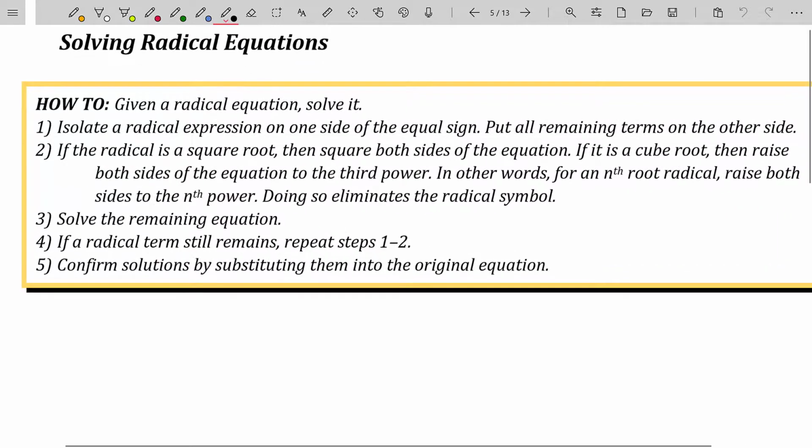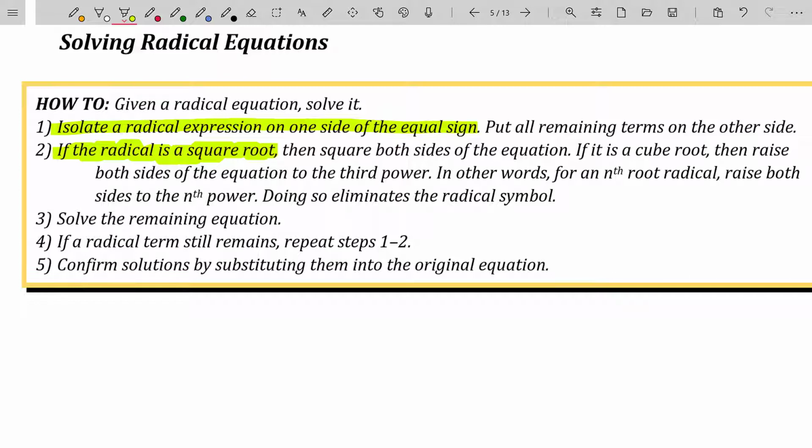Here's the tactic. Isolate a radical expression on one side of the equal sign. Your equation might have 1, 2, or 3 or more radical expressions within it, so you're going to have to do this several times. You isolate a radical. If the radical is a square root, then square both sides. If it's a third root, then raise both sides to the third power, and so on. If it's an nth root, raise both sides to the nth power. If it was something like a 10th root, it would be terrible. You'd have to raise both sides to the 10th power, and that might be pretty bad.